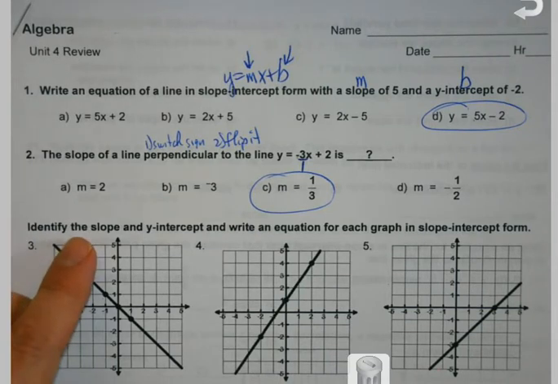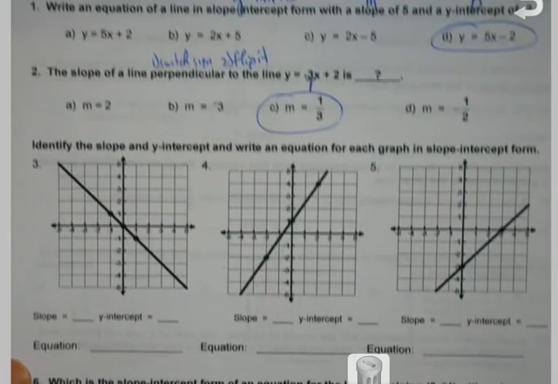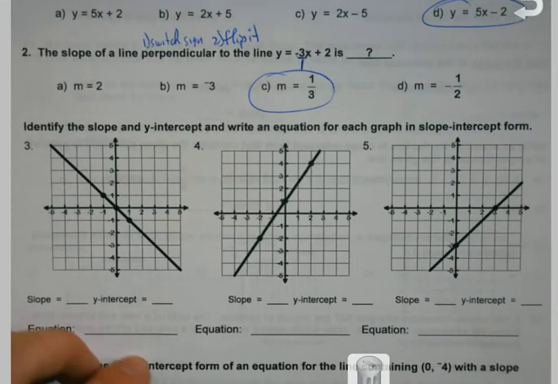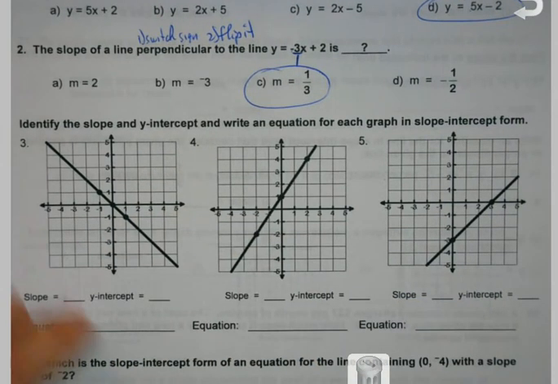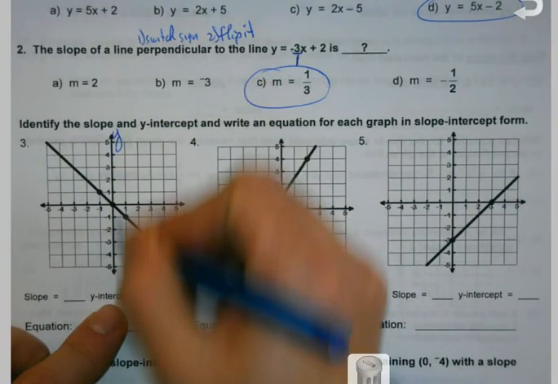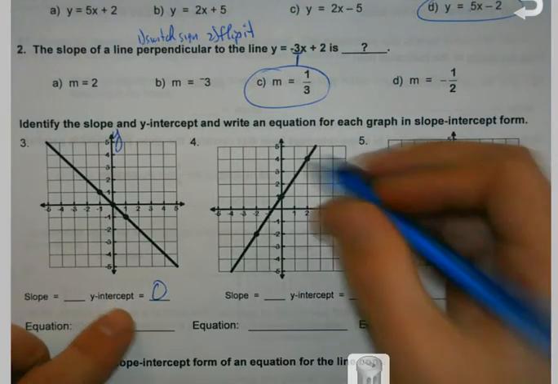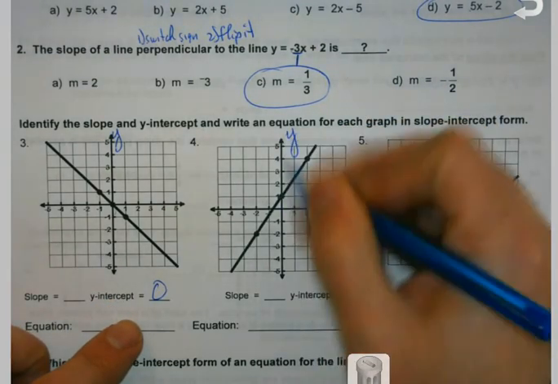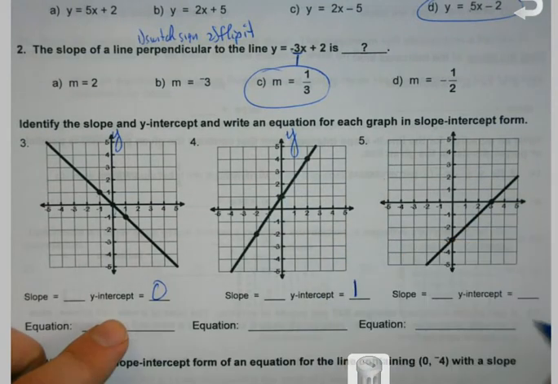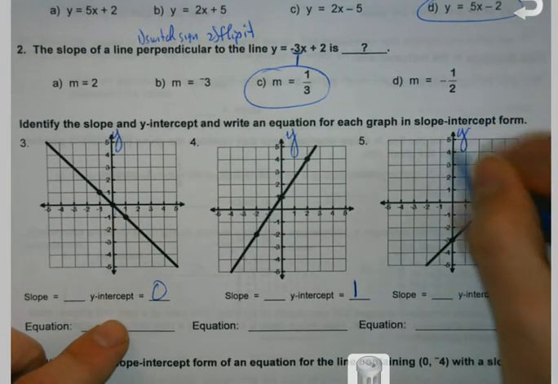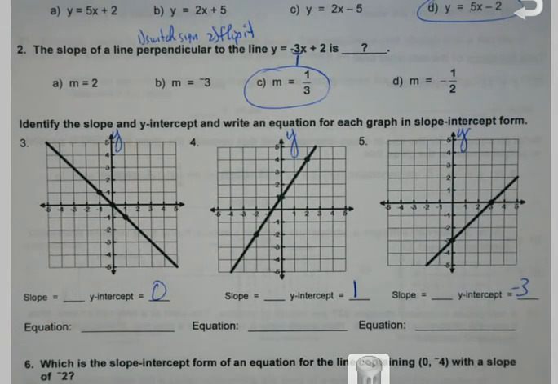Identify the slope and y-intercept, and write an equation for each graph in slope-intercept form. Okay. The y-intercept probably is easier to do on all of these before we even start, so we'll kind of do these in pieces. My y-intercept is where my line crosses the y-axis. So in this case, it'd be 0 on number 3. Okay, for number 4, where would it be? Okay, at 1. And for number 5, it would be at -3. And that's my b for each of these.